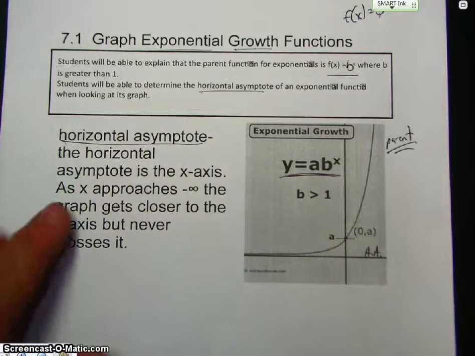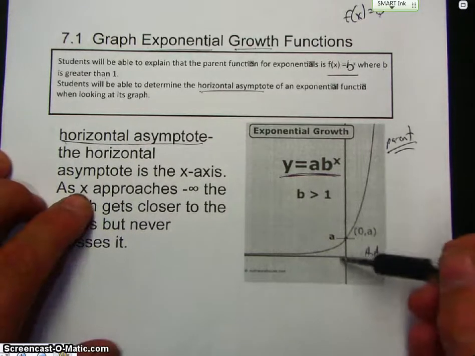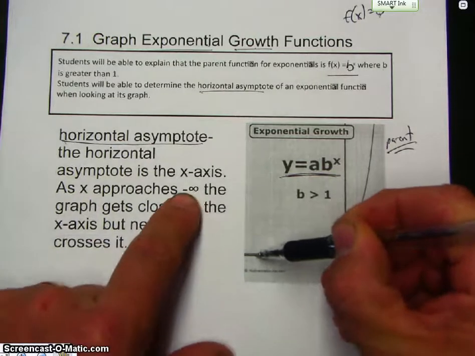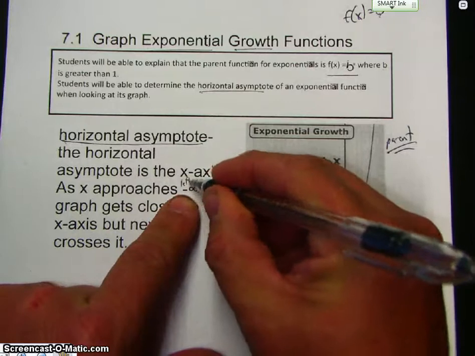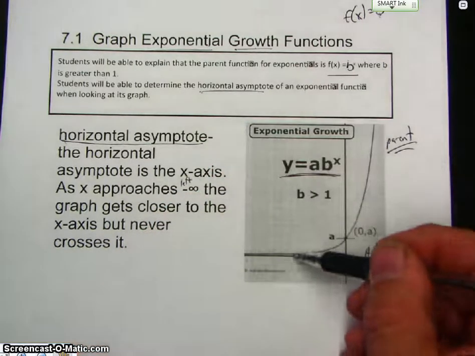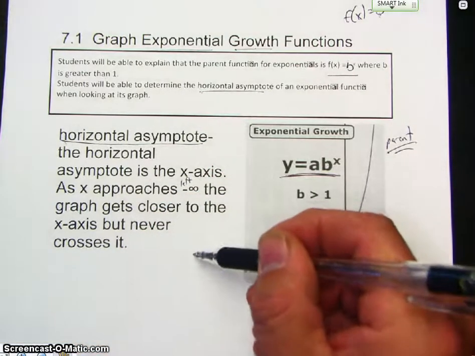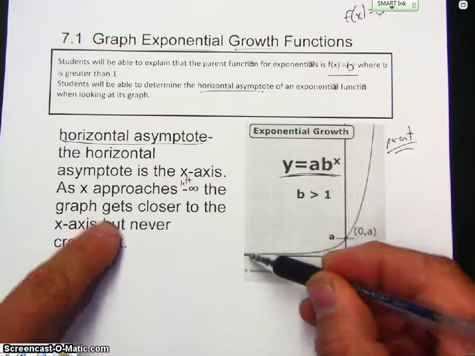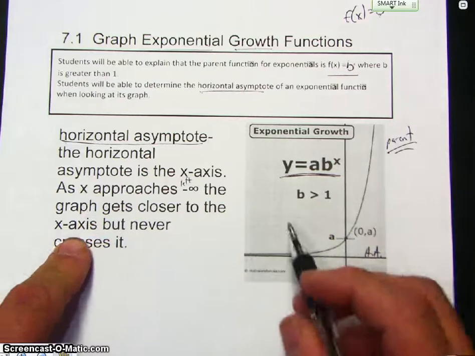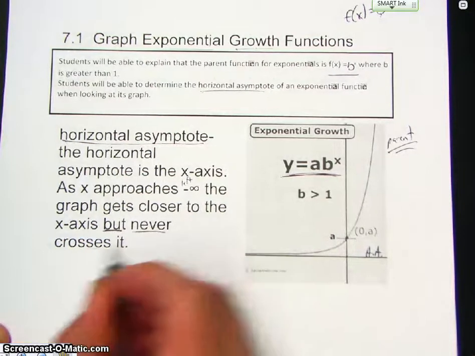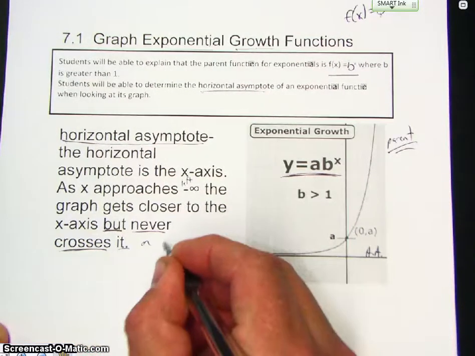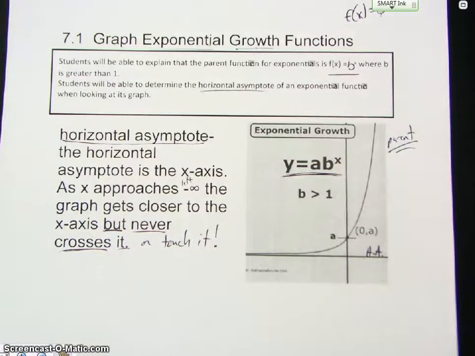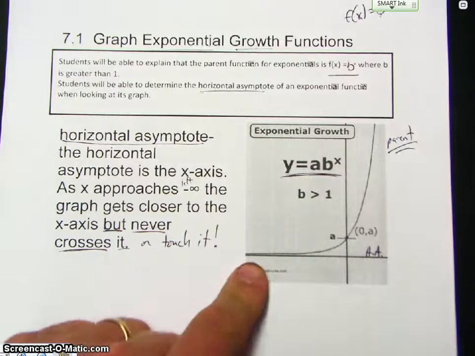What that means is this: as x goes to negative infinity, negative means I'm going left, infinity means I'm going on forever. So if I go this way and keep going on forever, you notice this graph keeps getting closer and closer to the x-axis. But it will never cross it or touch it in any way. Now it looks like it will, but it really doesn't.